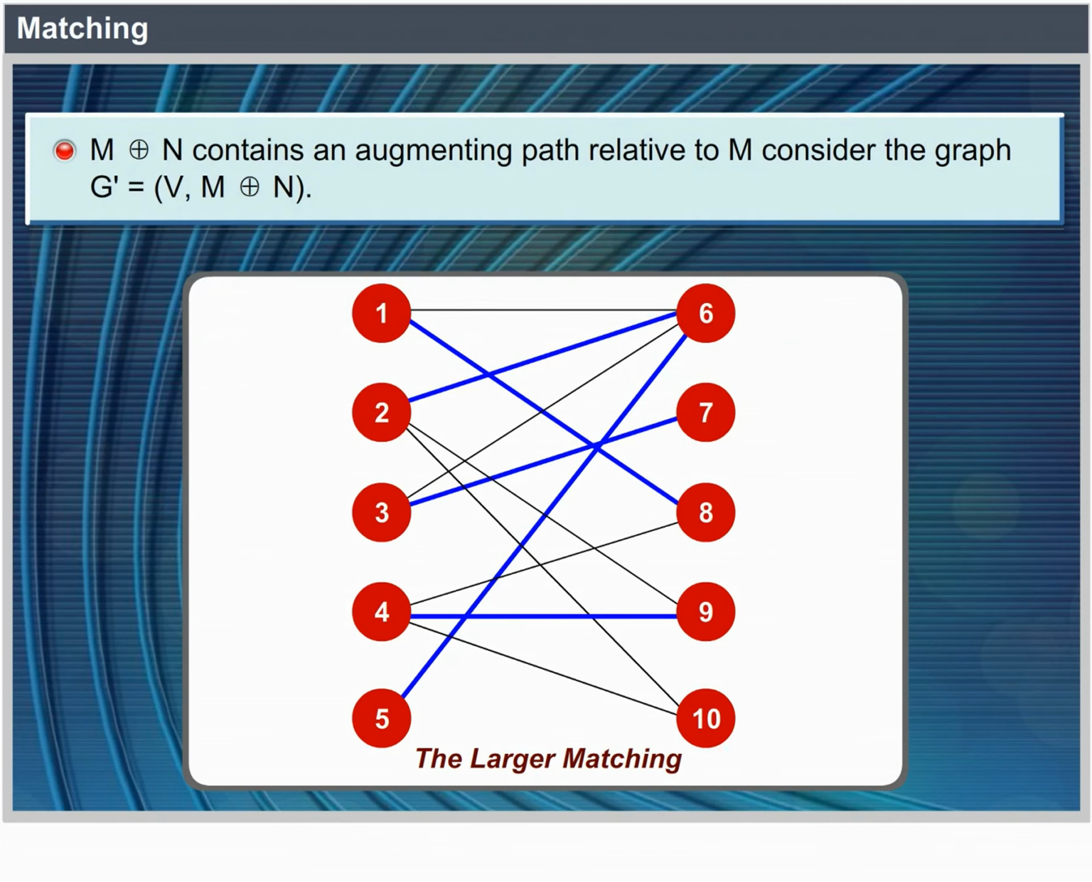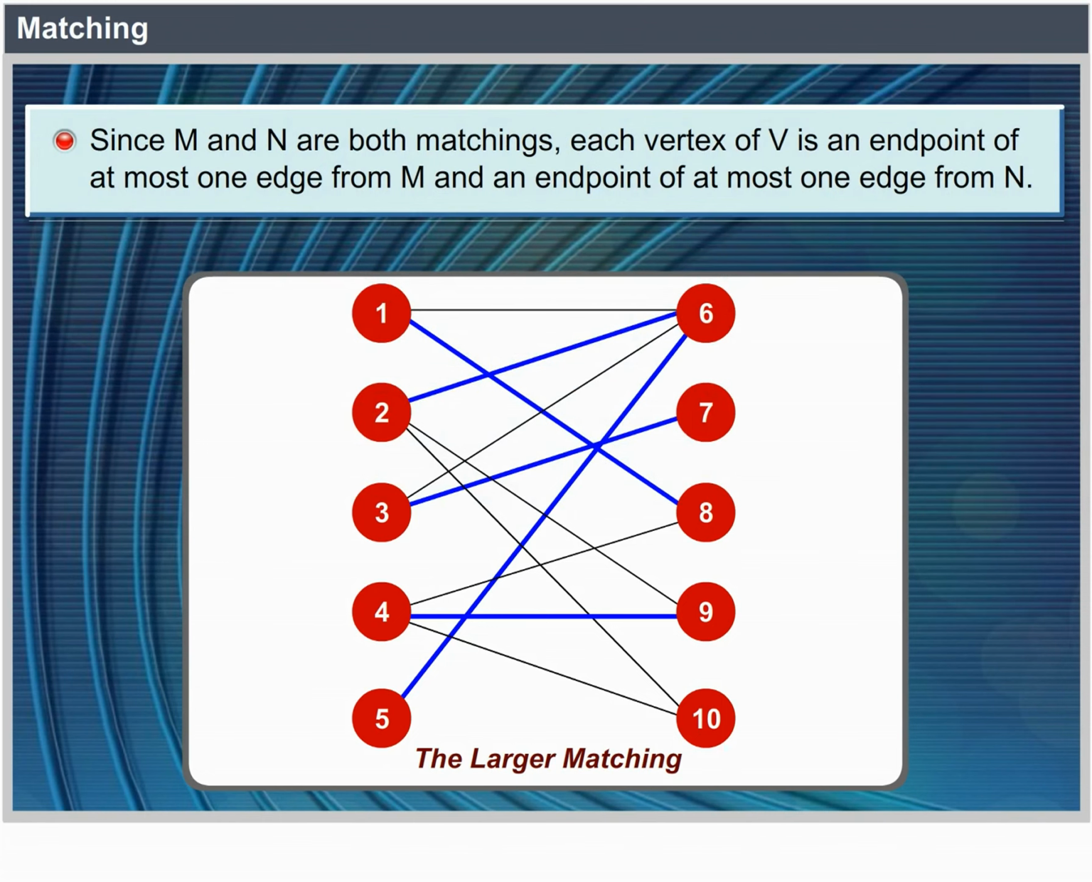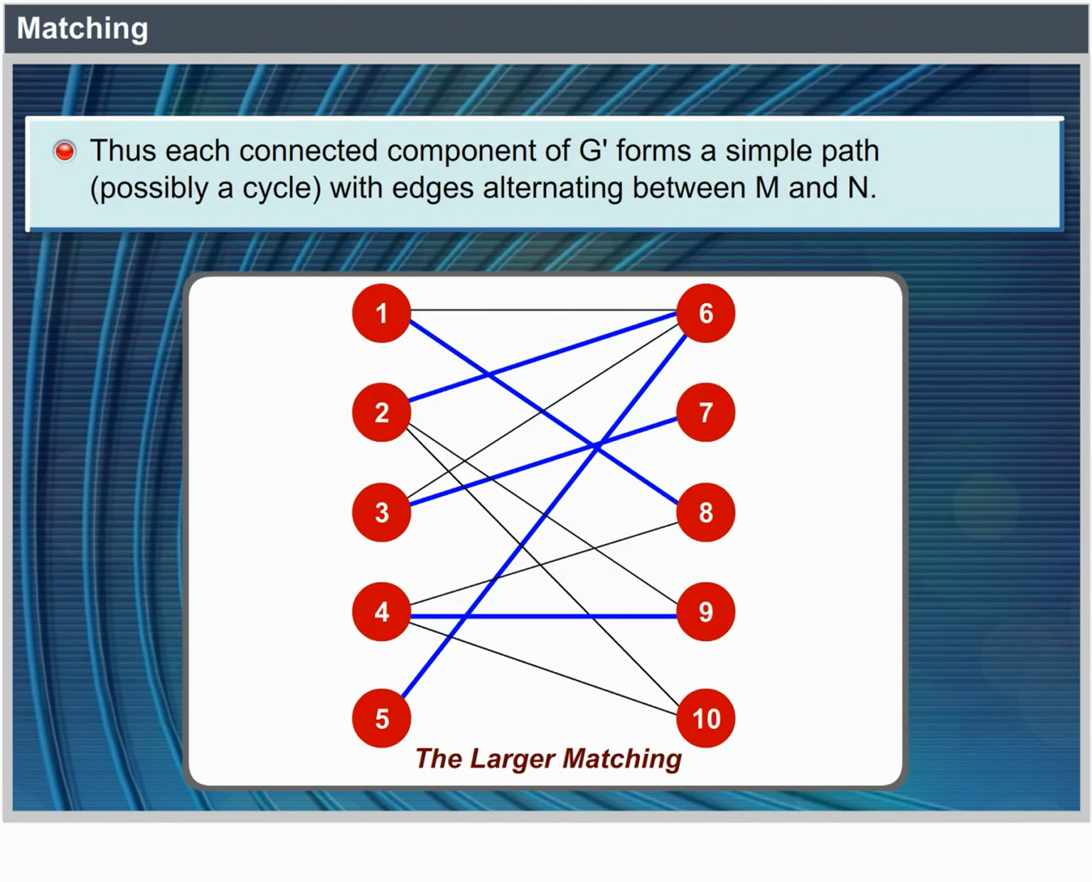Consider the graph G' = (V, M circle plus N). Since M and N are both matchings, each vertex of V is an endpoint of at most one edge from M and an endpoint of at most one edge from N. Thus, each connected component of G' forms a simple path, possibly a cycle, with the edges alternating between M and N.